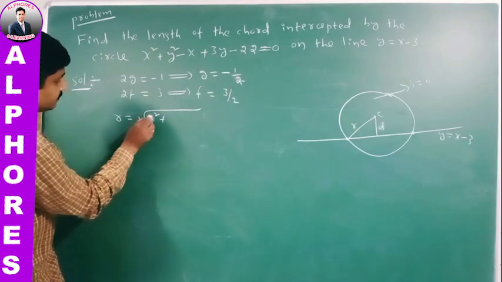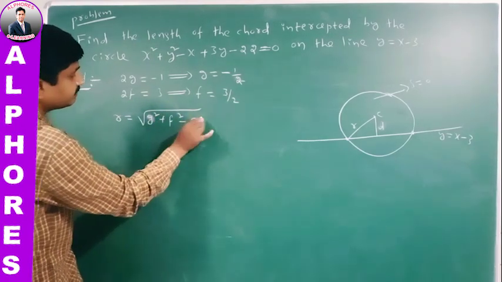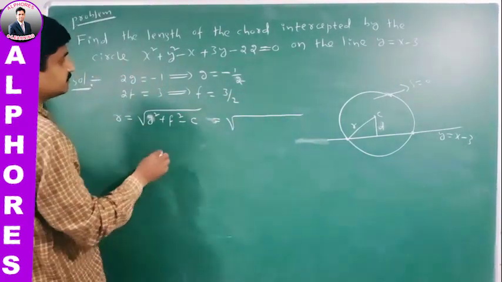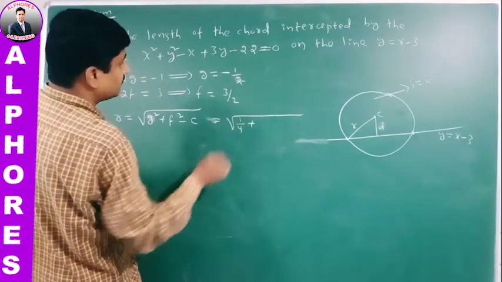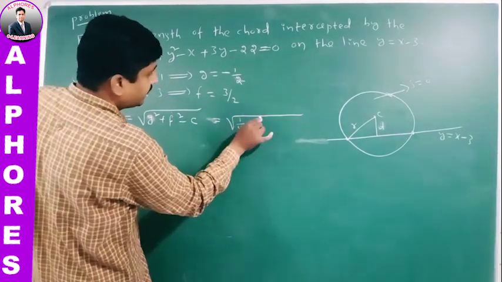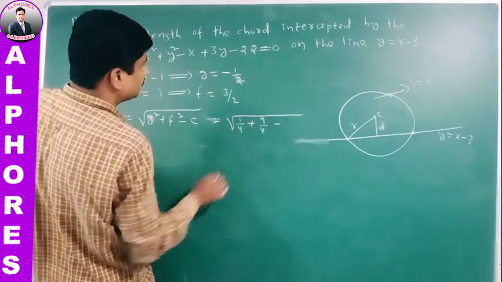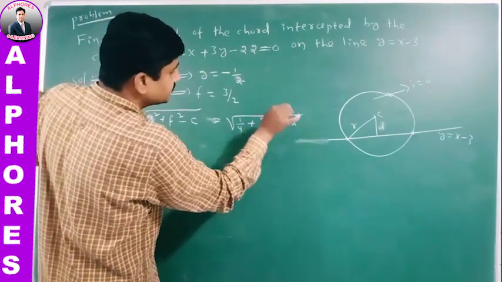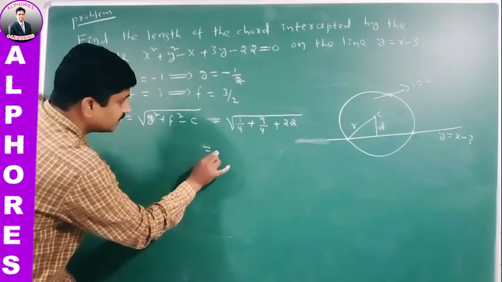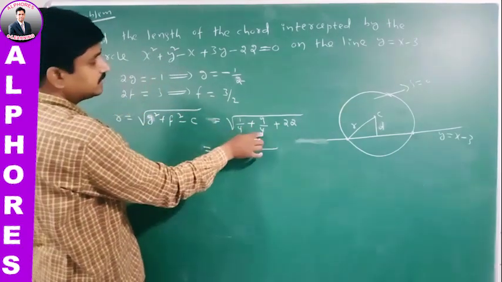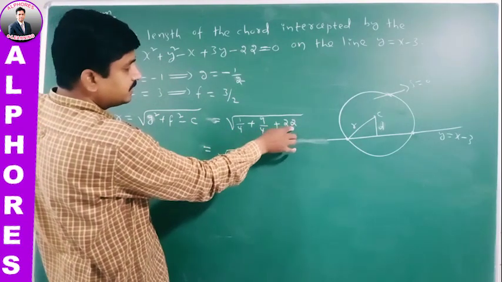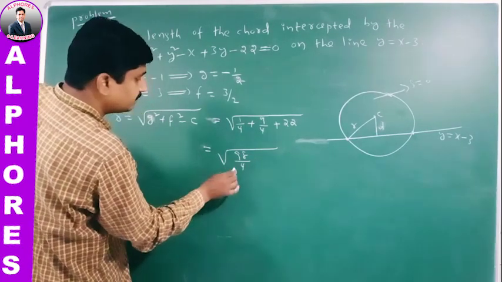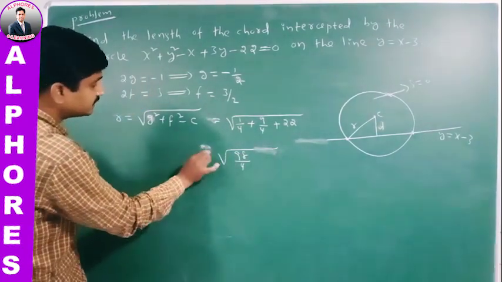Find the radius: under root of g square plus f square minus c. Under root of g square is 1 by 4, f square is 9 by 4, and c is minus 22, so it is plus 22. Now simplify this. Under root of, here the LCM is 4, 4 into 22 is 88, plus 10. This is under root of 98 by 4. This is the radius of the circle.